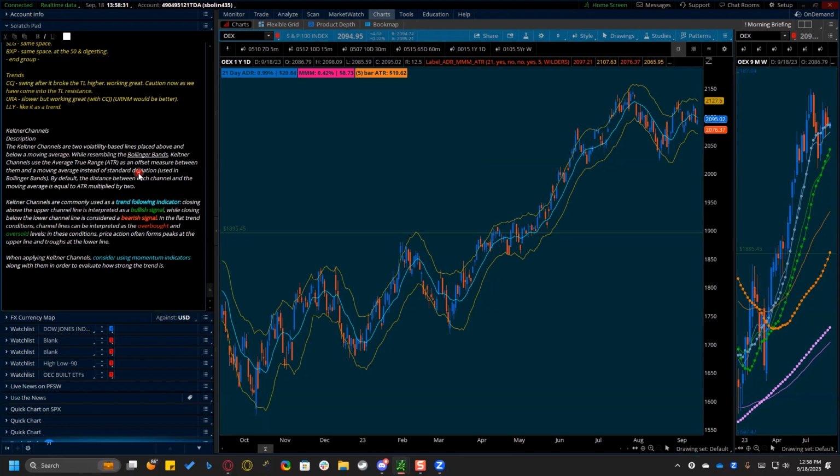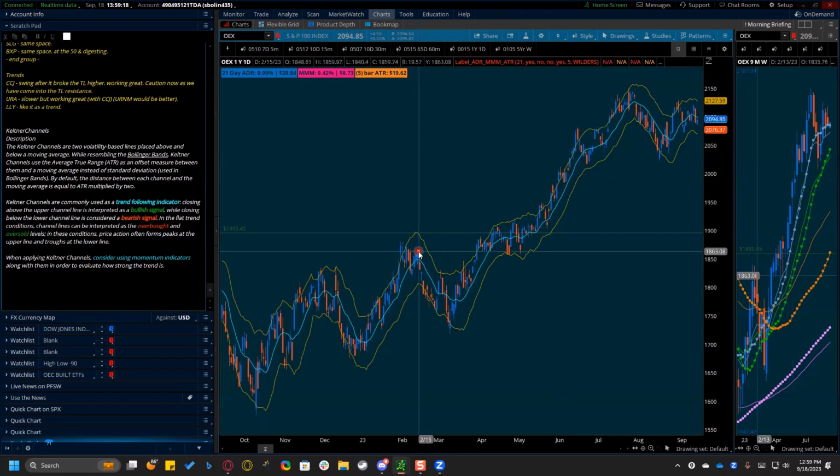Like most indicators, the Keltner channel has specific functions for certain kinds of markets. So when we are trending, we use it one way, and when we're not trending, we use it another way. All of this becomes really important when we go back to the TMV indicator. One last note, and this is again from Thinkorswim. When applying Keltner channels, consider using momentum indicators along with them in order to evaluate how strong the trend is. The reason they say that is they will define a trend as soon as price breaks out of the Keltner channels.